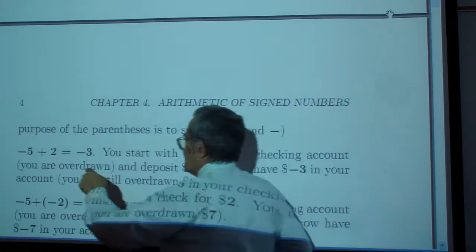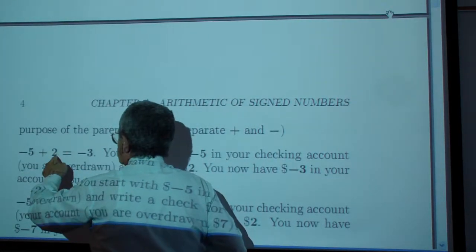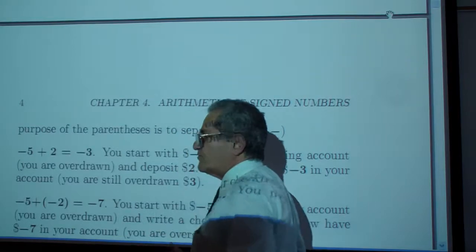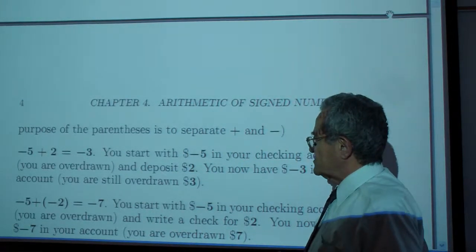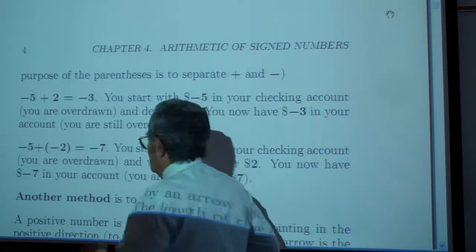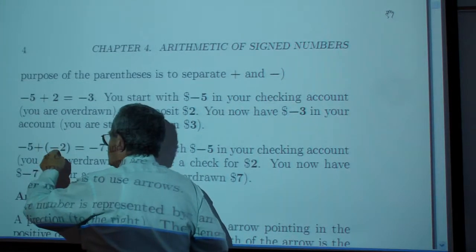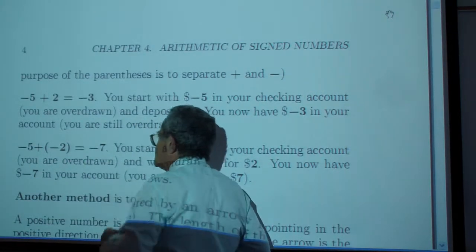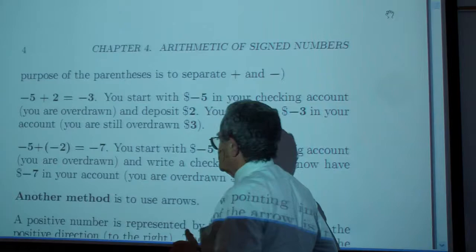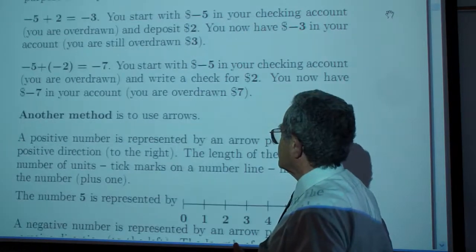You're overdrawn $5. You take $2 to the bank, and the bank says, thank you for paying us back some of it, but you still owe us $3. You're overdrawn $5 and you write a check for $2. What is in your balance? Your account says you're overdrawn $7, so -7.